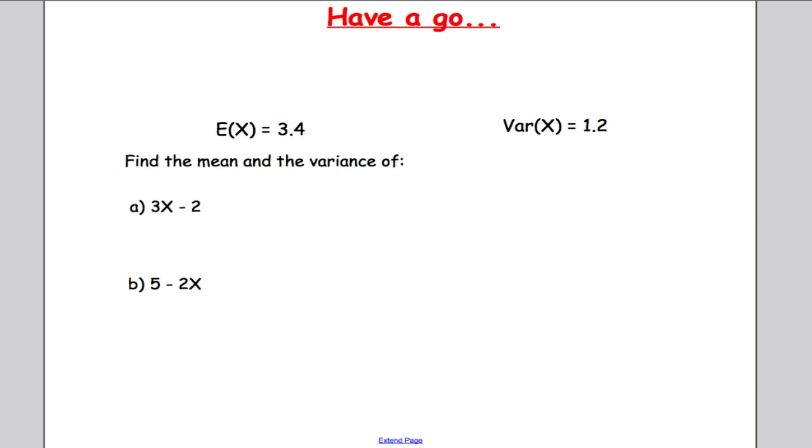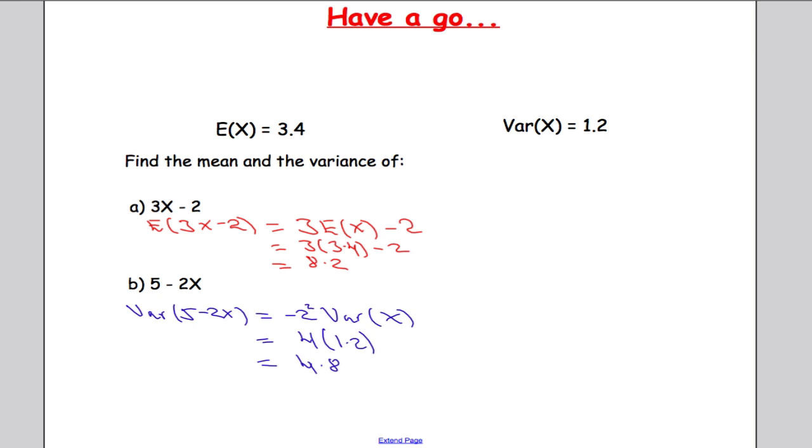Okay, hopefully you've managed to do that. Here's the solutions here. And I just realized I've only done the mean for this part and the variance for this part. So let's finish off the questions. Let's do the variance here. The variance of 3x minus 2 is going to be 3 squared times 1.2, and 3 squared is 9. 9 times 1.2, well, that will be 10.8.